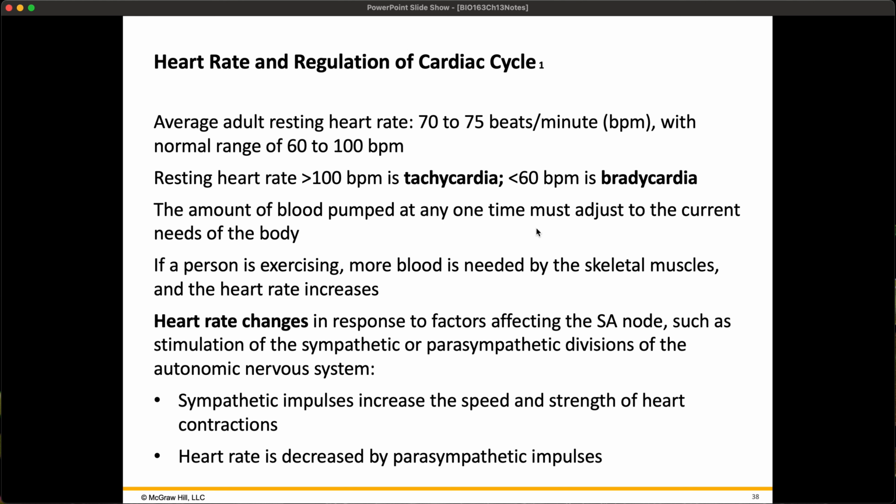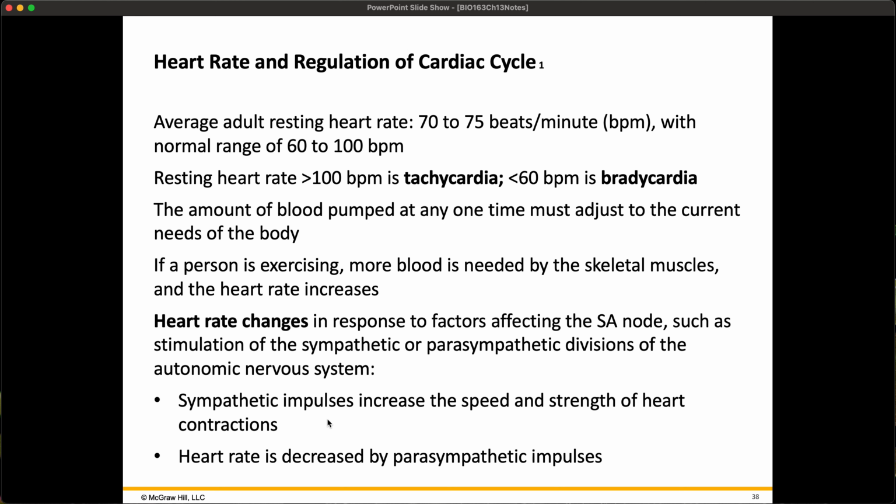As we said, it adjusts based on the current needs of the body. Heart rate changes in response to factors affecting that SA node, so the sinoatrial node, that pacemaker. Sympathetic or parasympathetic stimulation can start to shift it. Sympathetic impulse increases the speed and strength of heart contractions, so your fight or flight is going to cause your heart to pump more. Heart rate is decreased by parasympathetic impulses, slowing you down, rest and digest.